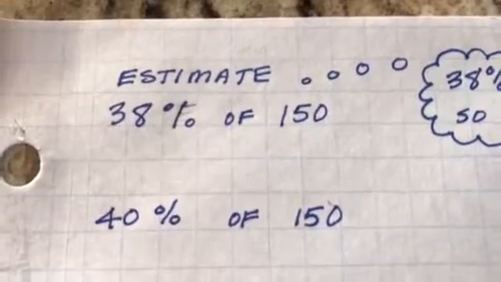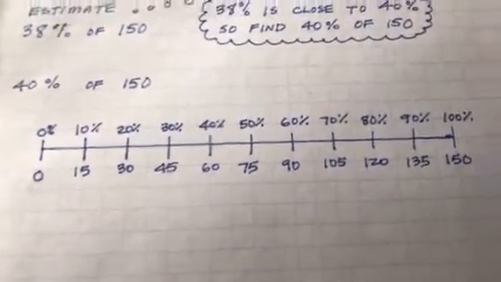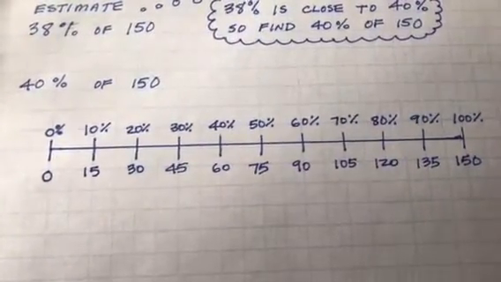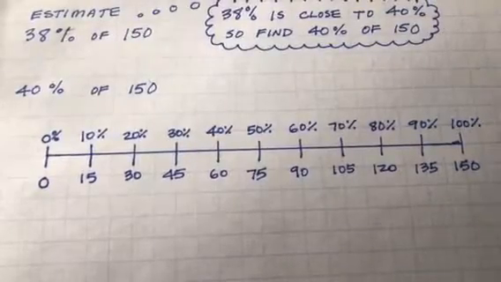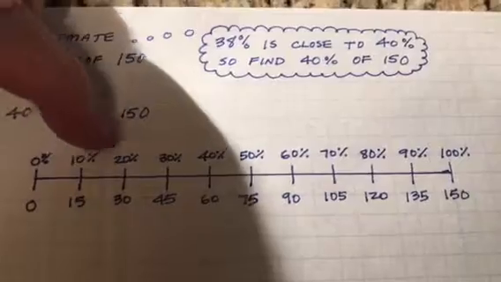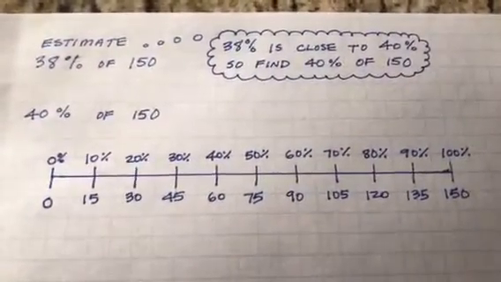One of the strategies I can use to do that is a double number line. On the top of my number line I have percents, and I'm using benchmark percents, jumps of 10, so 10%, 20, 30, 40, 50, 60. I'm using those benchmark percents to help me.